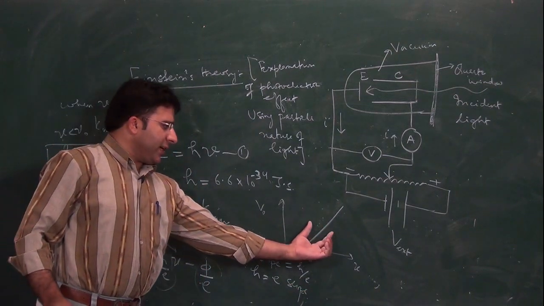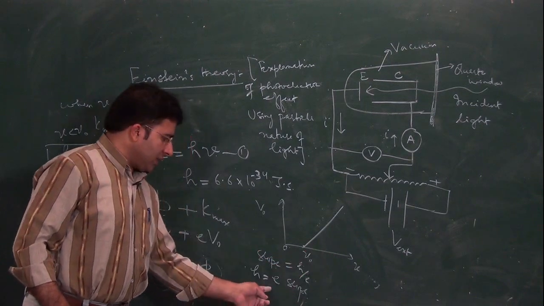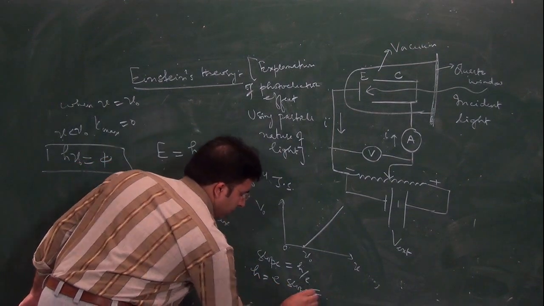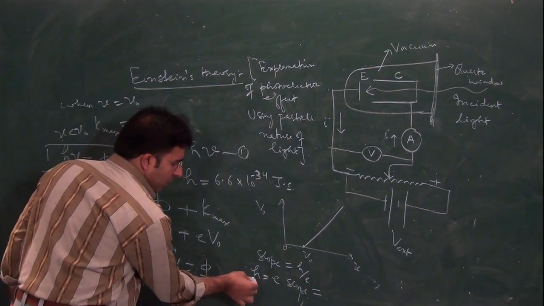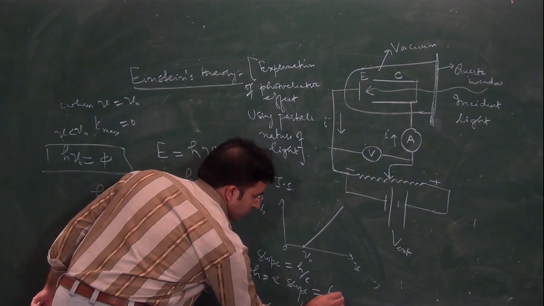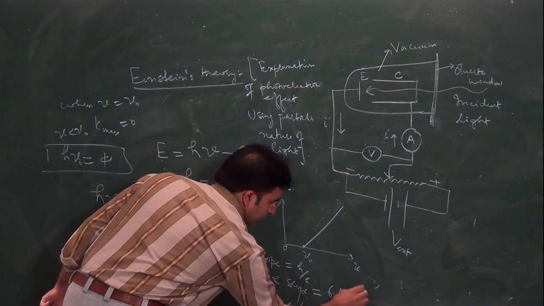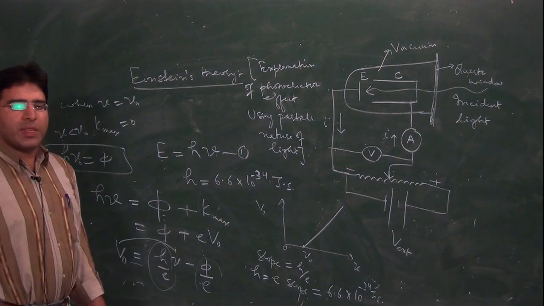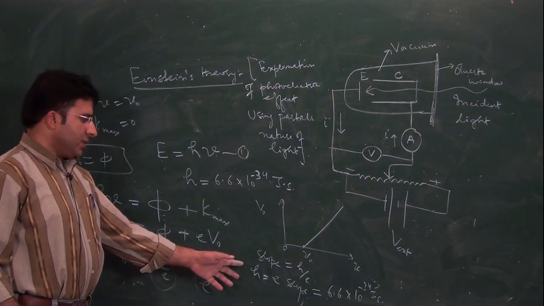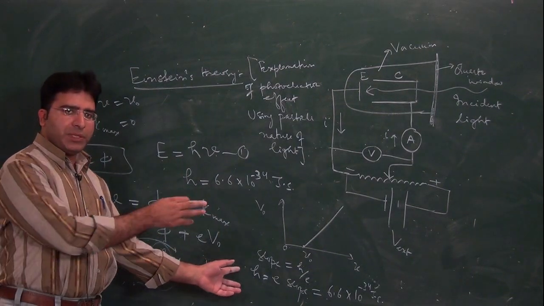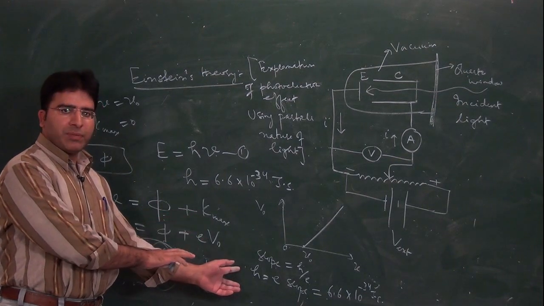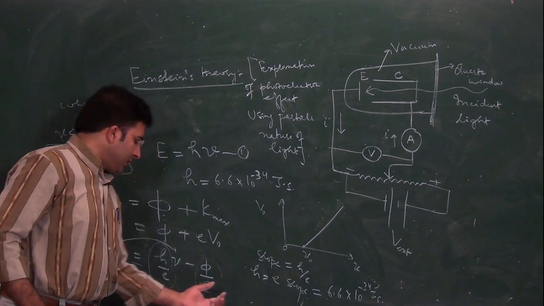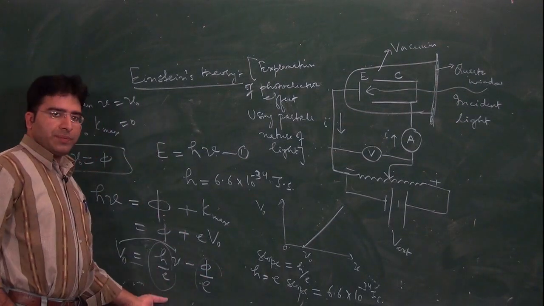Then the slope of the experimental curve was taken, it was multiplied by e, the charge on the electron, and when you do it, the value of h turned out to be 6.6 into 10 raised to minus 34 joule second, which was the already established value of h. Since it matched that value, it confirmed Einstein's theory.